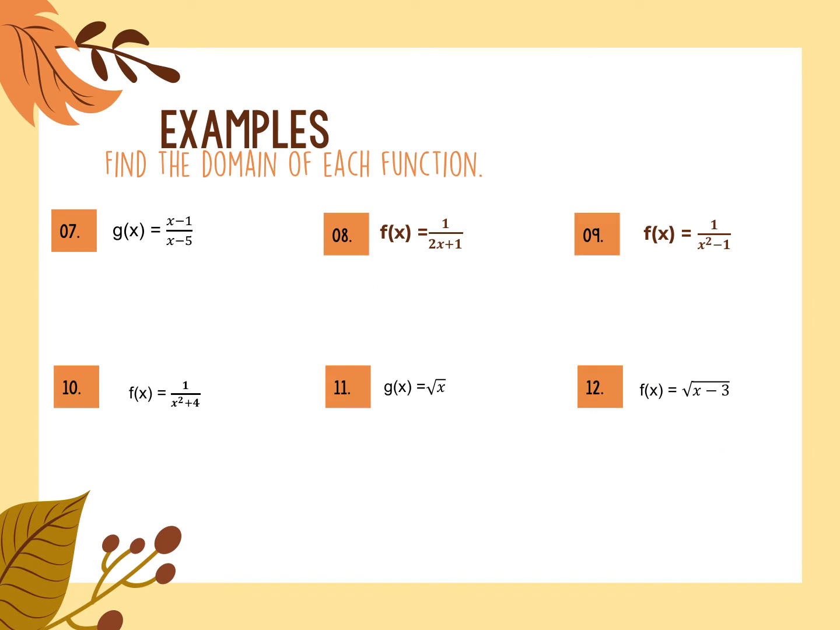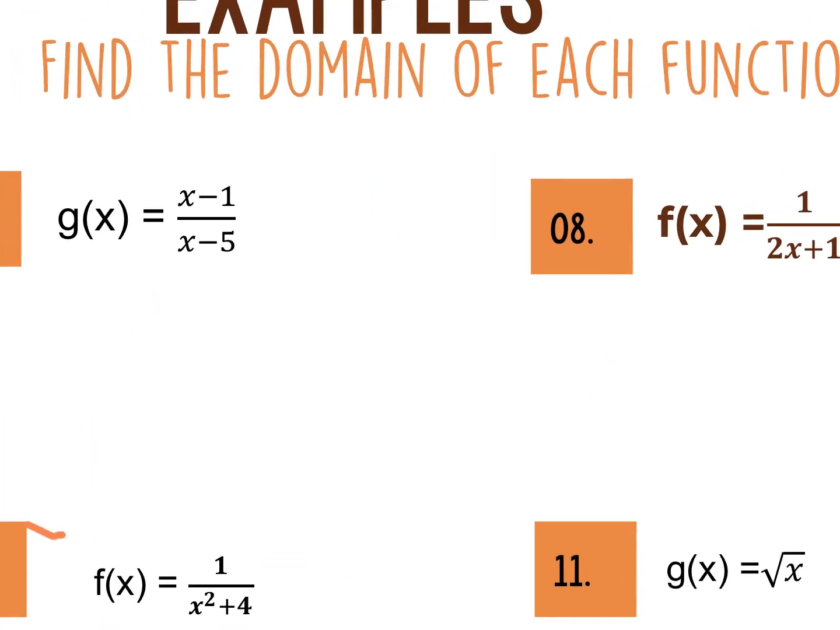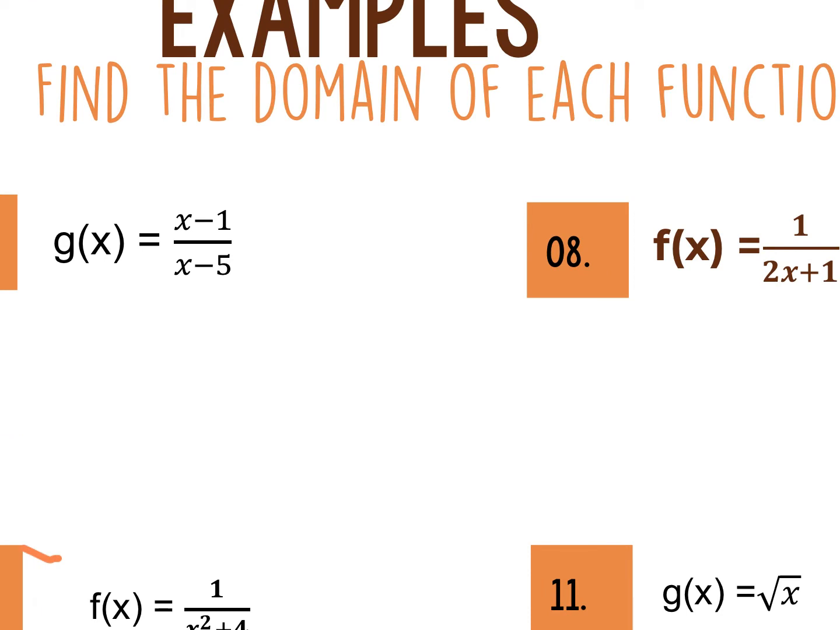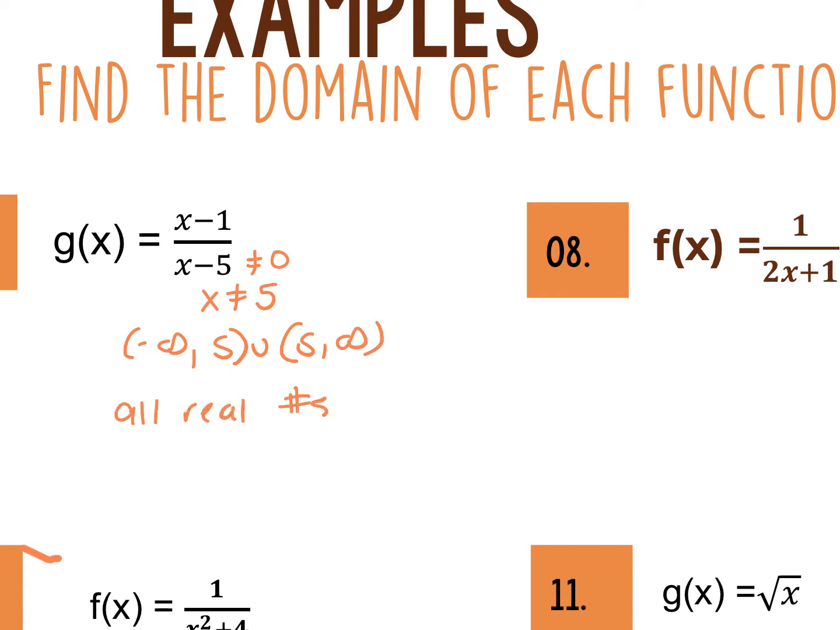So now with number 7, there's a variable in the denominator. So that cannot equal 0. And I get x cannot equal positive 5. So in interval notation, it would be negative infinity to 5, union 5 to positive infinity. In words, it's all real numbers except 5.